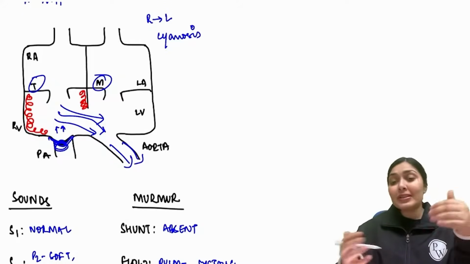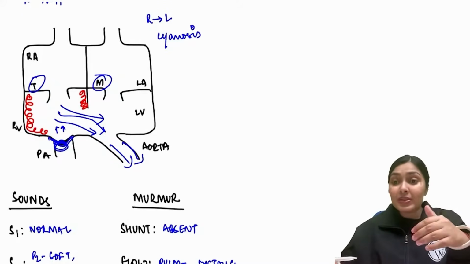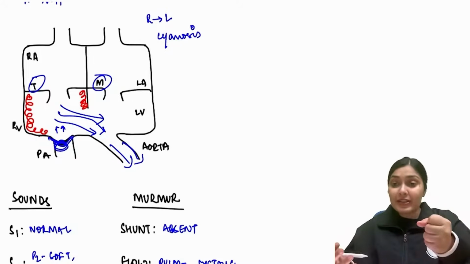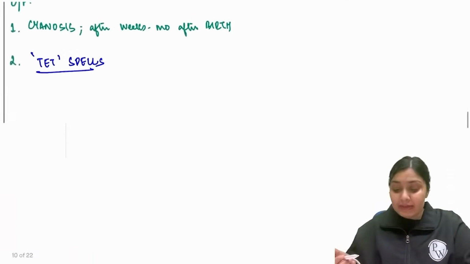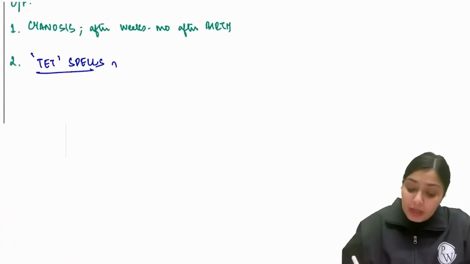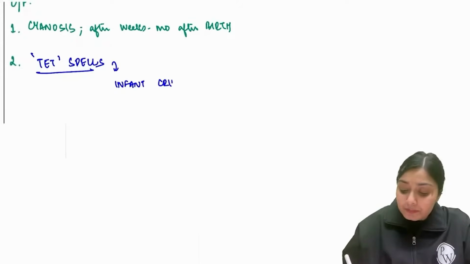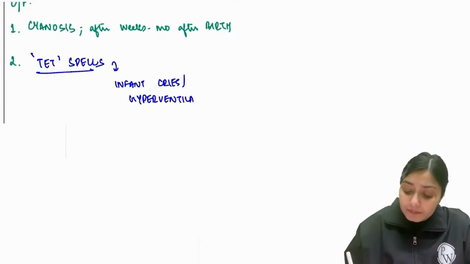Baby will turn cyanosed. And this cyanosis in turn will cause hypoxia. In turn, that will cause progressively more spasm. So a vicious cycle sets in. This is known as Tet spells. So what happens in Tet spells? When the infant cries or hyperventilates, there's a period of stress, hypoxia.